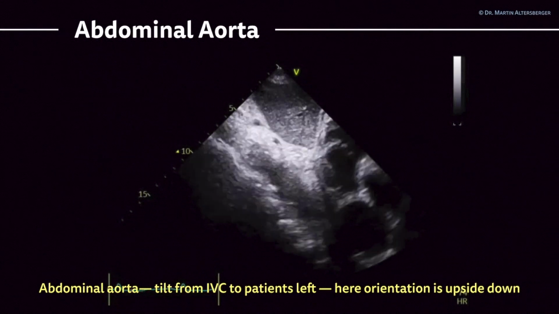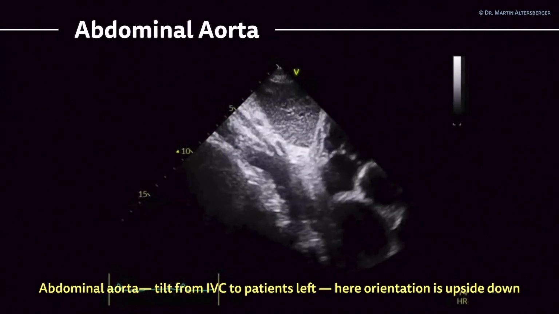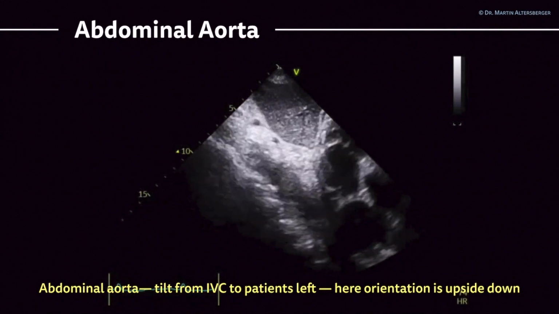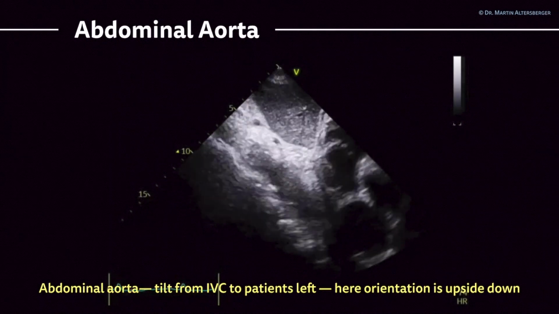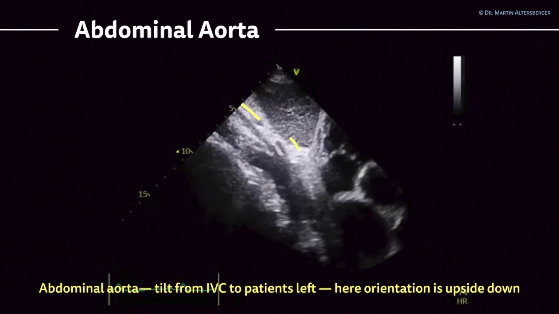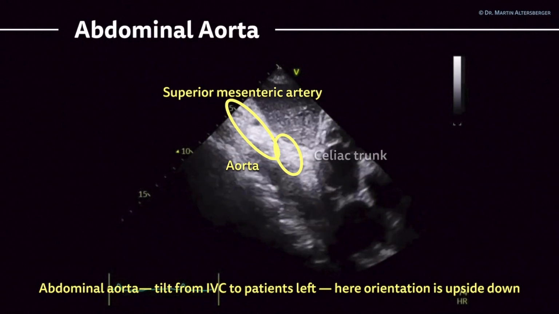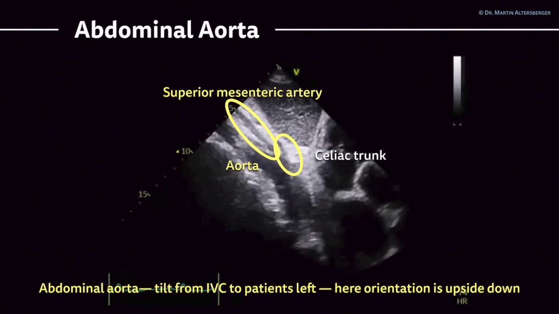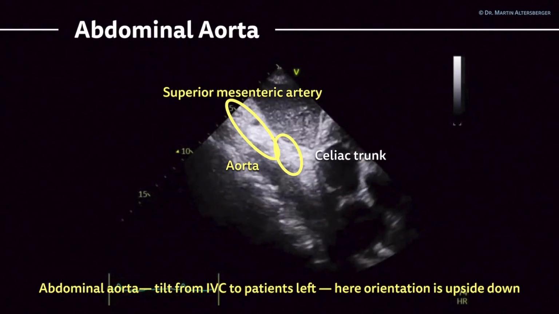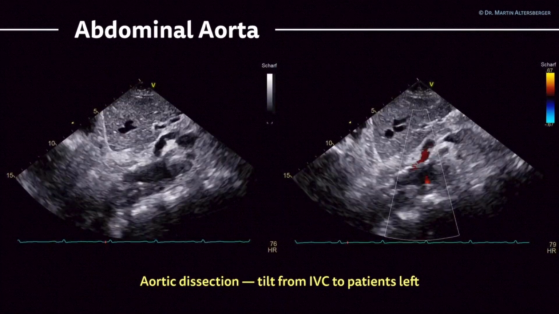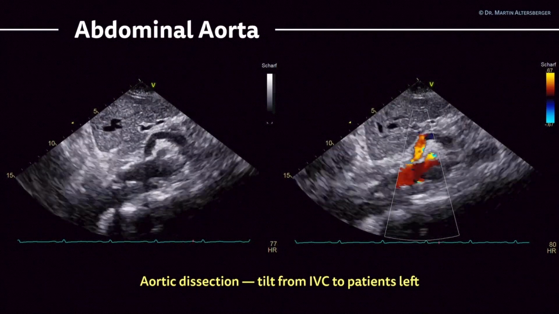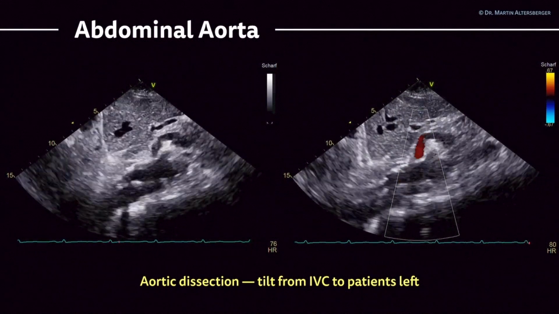So depending which transducer you use and which exam you perform, the orientation can be upside down as well. So it's very important to differentiate abdominal ultrasound from echocardiography. As said, here we have more anatomical findings, the celiac trunk, the superior mesenteric artery, as mentioned before. And continuing, of course, we want to see some pathologies.